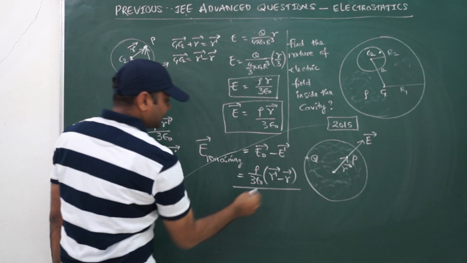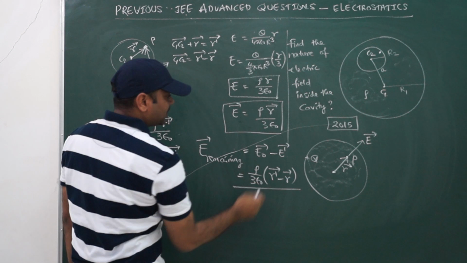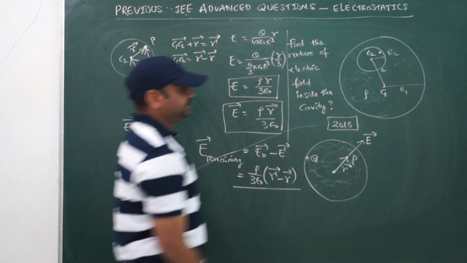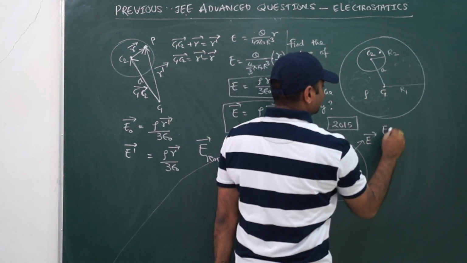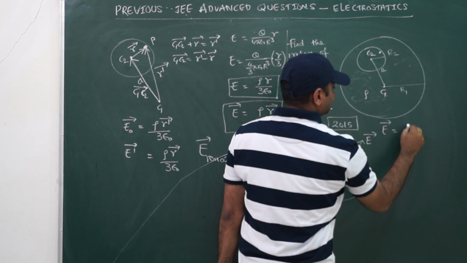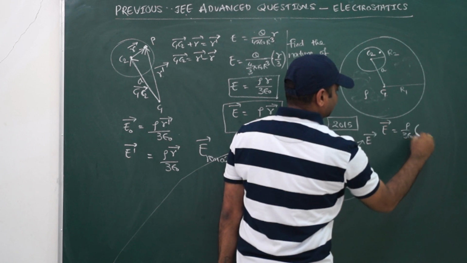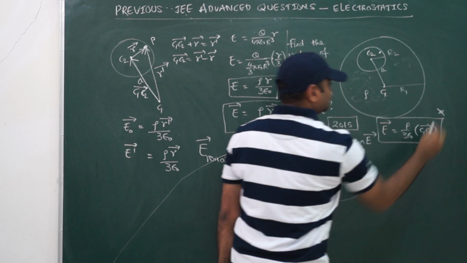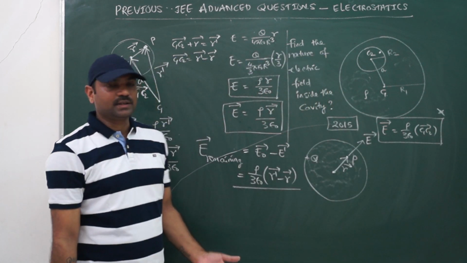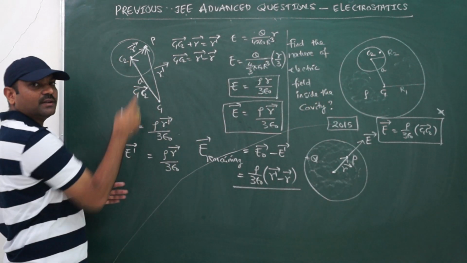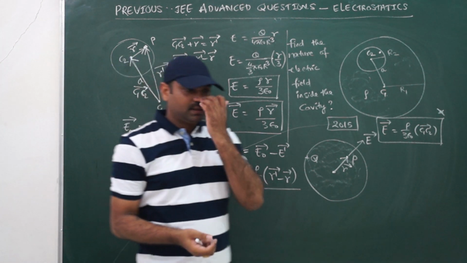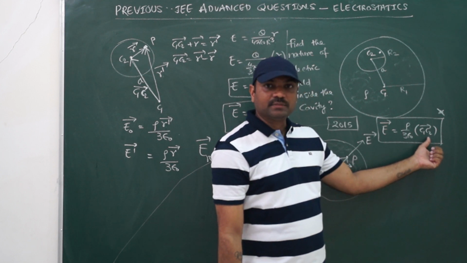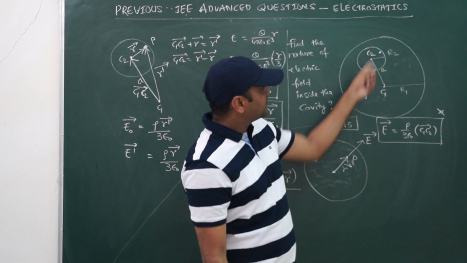So I can write this value is equal to rho by 3 epsilon naught into, so finally I can write the net field due to the remaining part at any point is equal to rho by 3 epsilon naught multiplied with C1 C2 bar. C1 C2 bar is a constant vector, which is A bar. Magnitude is A. You can write it as A bar also. I think in the question they have given A bar. So rho by 3 epsilon naught into A bar. Okay, so the field is uniform.